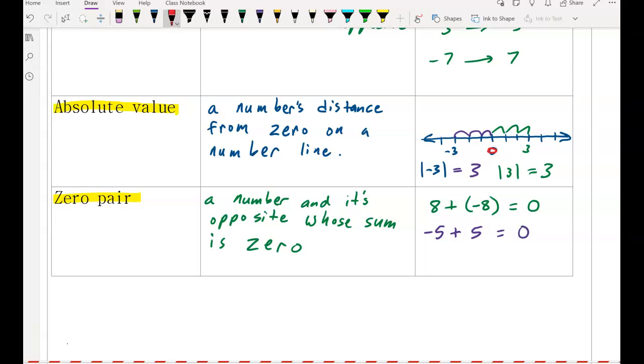And then we also have, let's say, 1 and its opposite, negative 1. They equal 0. They are a zero pair. That's all a zero pair is. It's two numbers that, when you add them together, make 0. That's why they are a zero pair. How fantastic is that? Well, that's all the vocabulary we have for today and for this unit.